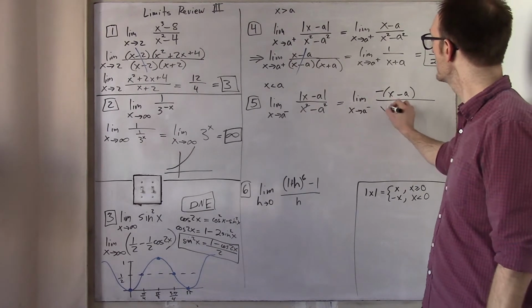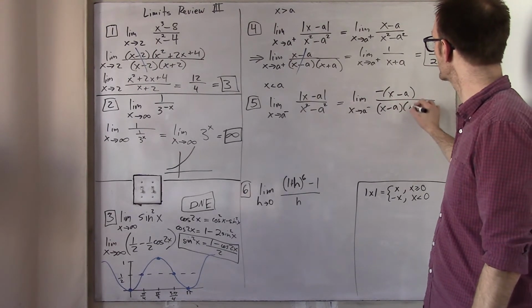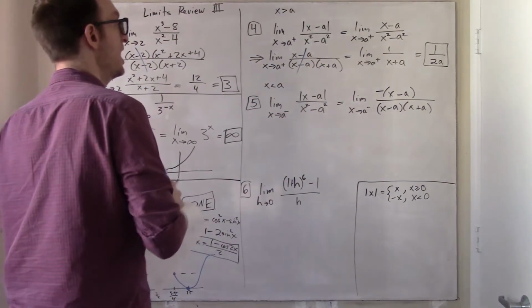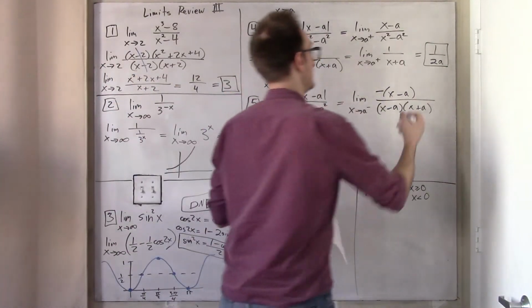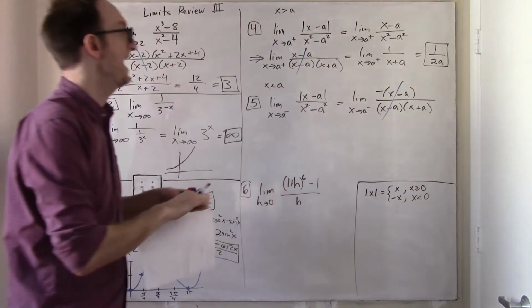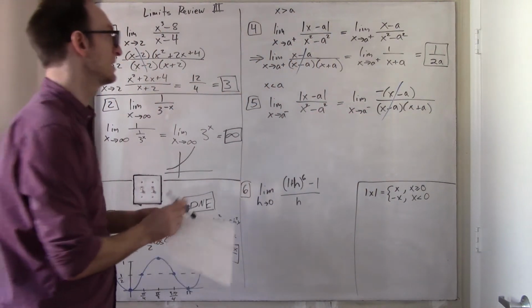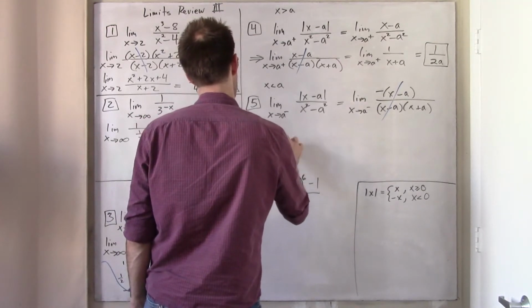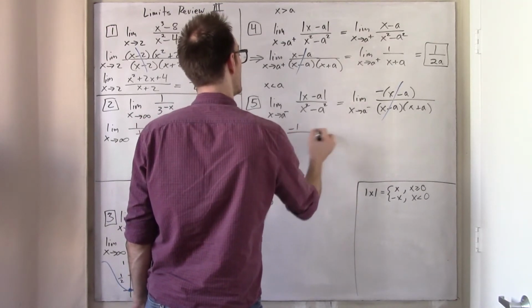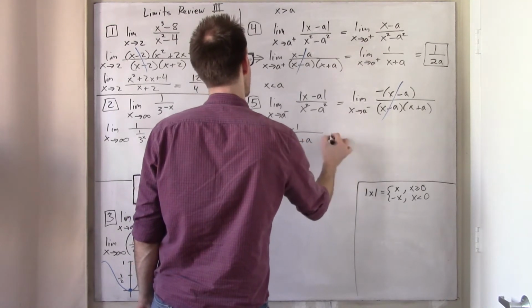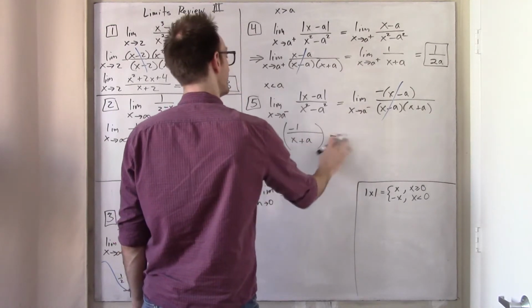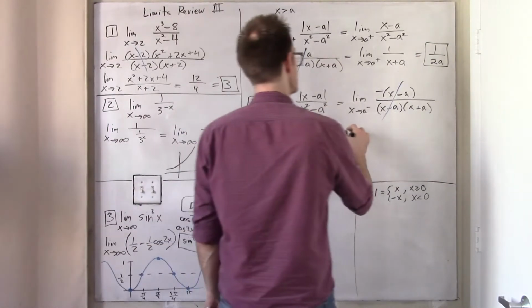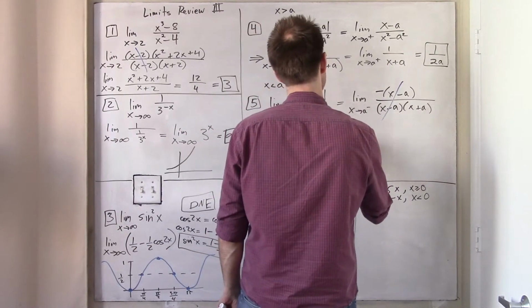Okay, so x minus a, x plus a. Here I'll do my factoring in advance. So this cancels, and then we get the limit as x approaches a minus of negative 1 over x plus a. And this time, therefore, the answer, if x is very, very close to a, is negative 1 over 2a.